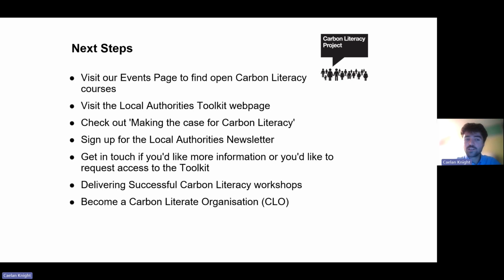We have a quarterly local authorities newsletter where we make announcements. We also release the new updates to the local authorities toolkit via this newsletter. So if you are using the course or you want to find out more, I would recommend signing up. And if you would like more information or you'd like to request access to the toolkit itself, please do email me. I will share my email in the chat. I'm very happy to discuss individually with each community council how they might be able to use the toolkit to deliver training to their colleagues.